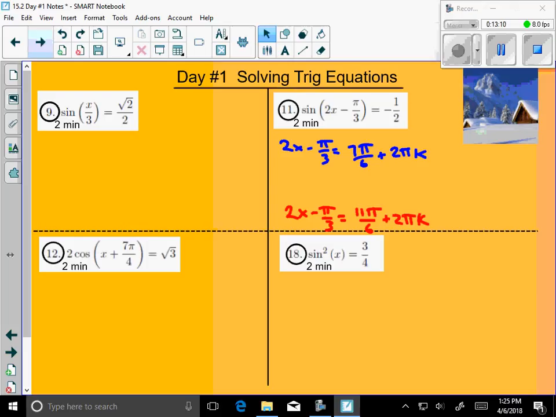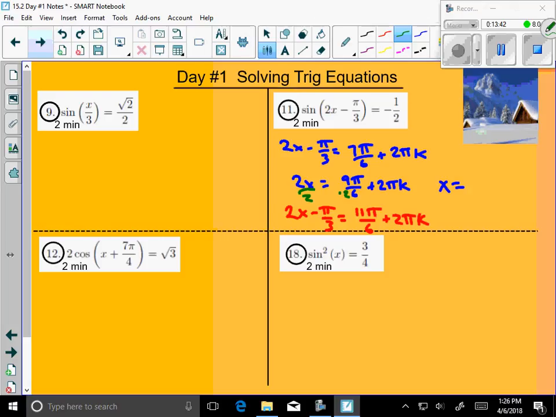Add pi over 3. So 2x would then equal, well, that's 2 pi over 6, so I'd have 9 pi over 6, which I'll reduce in a minute, plus 2 pi k. Is it asking for all possible solutions? Let's pretend like it is, because I don't want to go from this form. So then I would do what with the 2? Divide by 2. So if I divide everything by 2, let's do that like this.